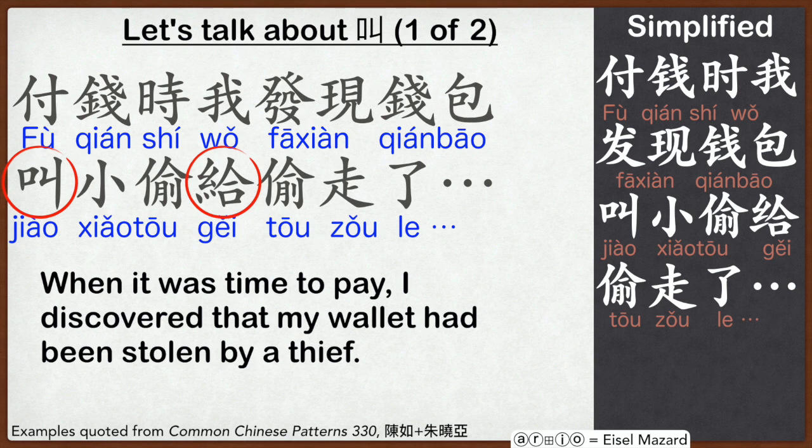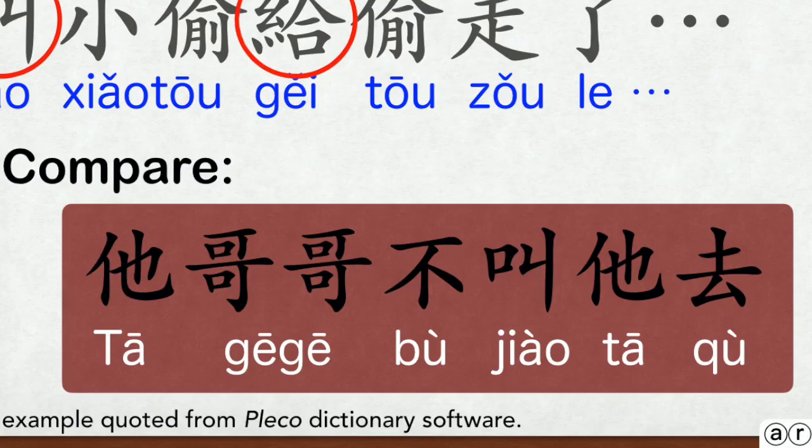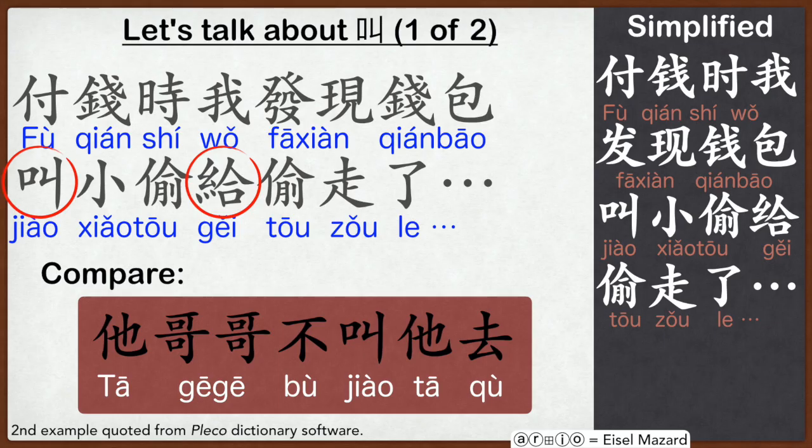This is not literary Chinese. This is not reading the ancient texts of Confucius. This is normal, basic Chinese you need to know. Here's a much simpler sentence with a similar sort of paradox in the meaning of the word jiao. Ta ge ge bu jiao ta qu. I'm overpronouncing the tones here. Ta ge ge bu jiao ta qu. 他哥哥不叫他去 Ta ge ge, his brother.